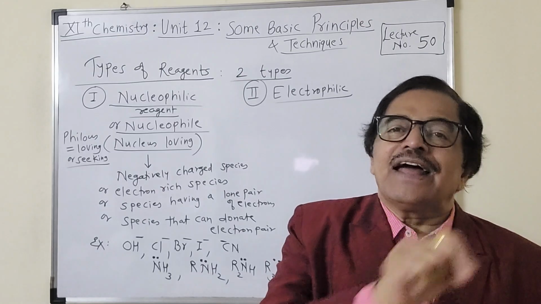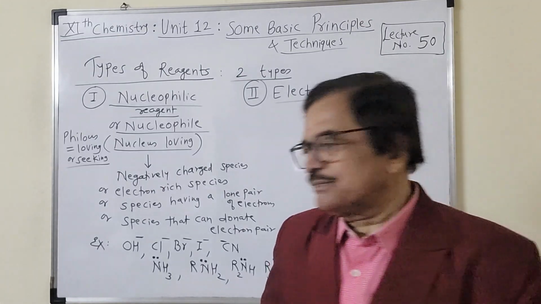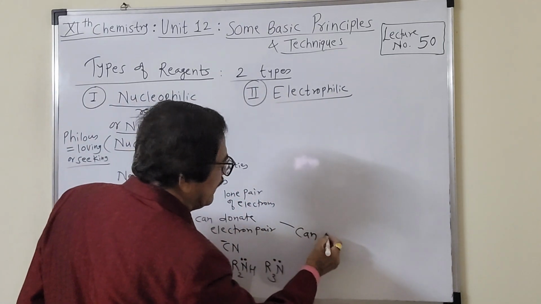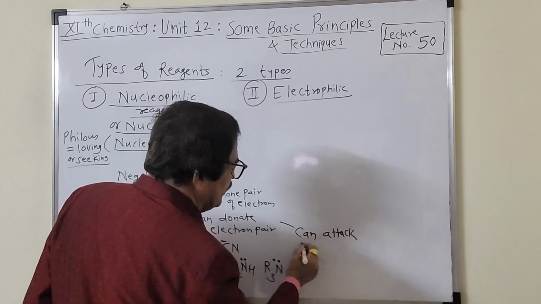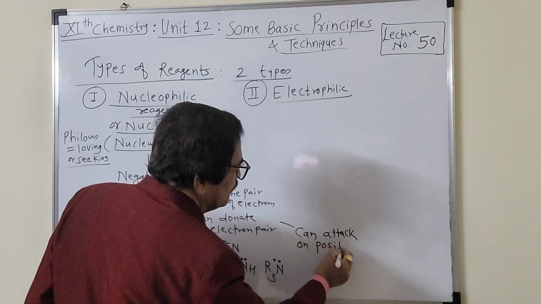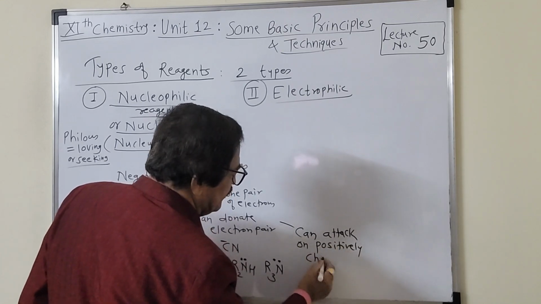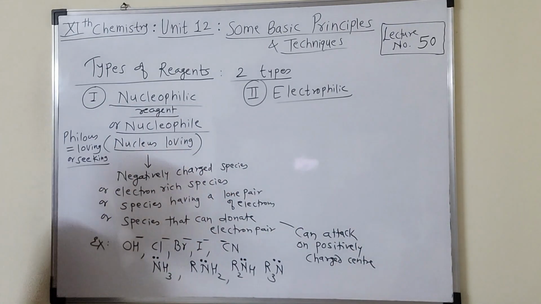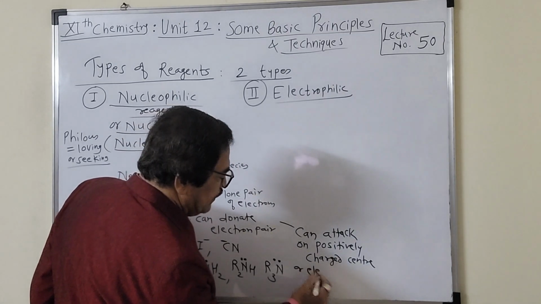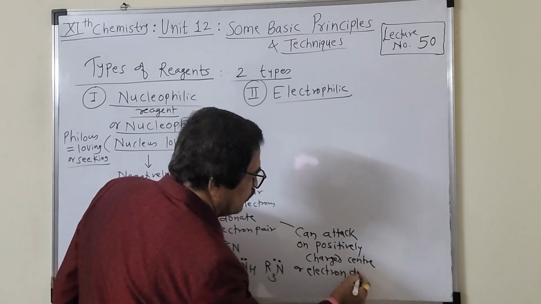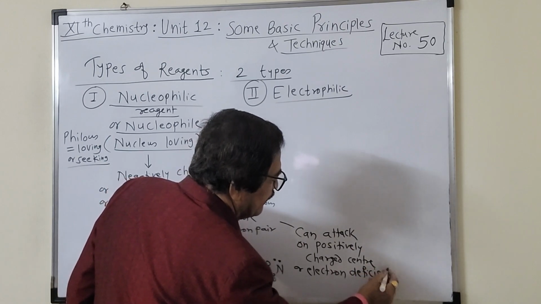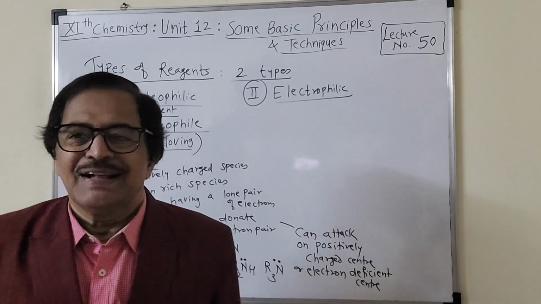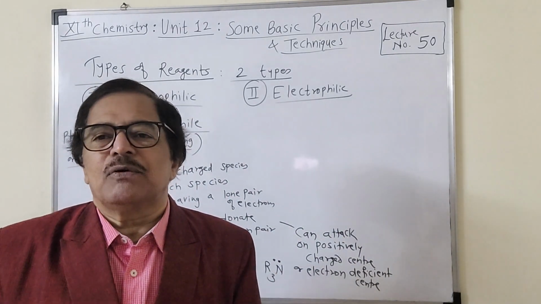And thus that can attack on the positively charged center. इसको जो इलेक्ट्रॉन पेयर है वो देखे क्या कर सकता है? It can attack on positively charged center यानी न्यूक्लियस. पॉजिटिवली चार्ज सेंटर या इलेक्ट्रॉन डिफिशिएंट सेंटर. वो खोजते रहेगा किसको मेरे इलेक्ट्रॉन की जरूरत है. Okay, electron deficient center, and then it will attack on that. Okay, so I hope you have got this clear idea about the nucleophilic reagent.